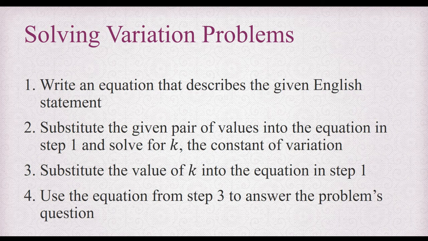Solving these variation problems, these are our steps. We're going to write an equation that describes the given English statement. So essentially, we're giving you a word problem, and you're going to create an equation based off of that word problem. We will substitute the given pair of values into the equation in step 1 to solve for k, which once again is the constant of variation. Once we find that k value, we'll substitute it back into the equation that we did in step number 1. So that means that step number 1 will now have variables in an equation except for k, because we just found what the number was for k. And then from there, we'll use the equation to answer the actual question from the problem.